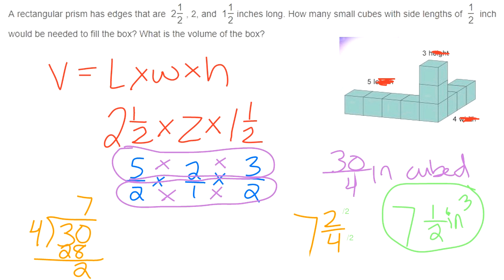So it kind of stinks that we started with mixed numbers. We changed them to improper fractions. We get an improper fraction. We have to change it back to a mixed number. But that's how we finalize our answers in simplest form. So you guys did awesome. You guys really rocked that example. So let's do another one.